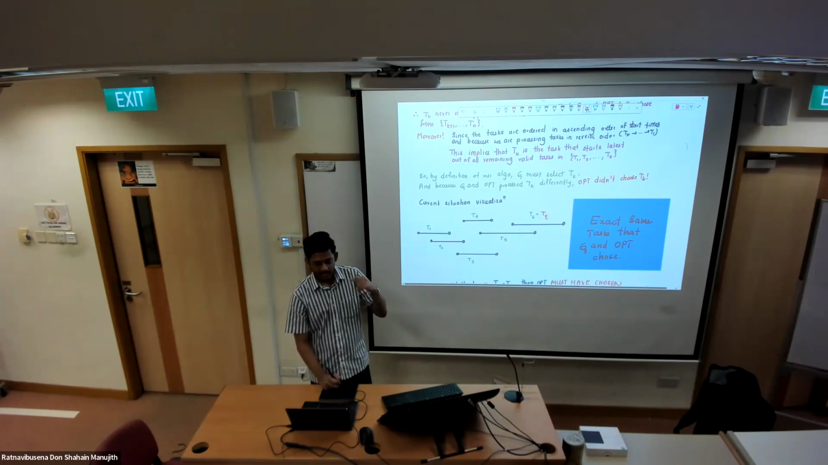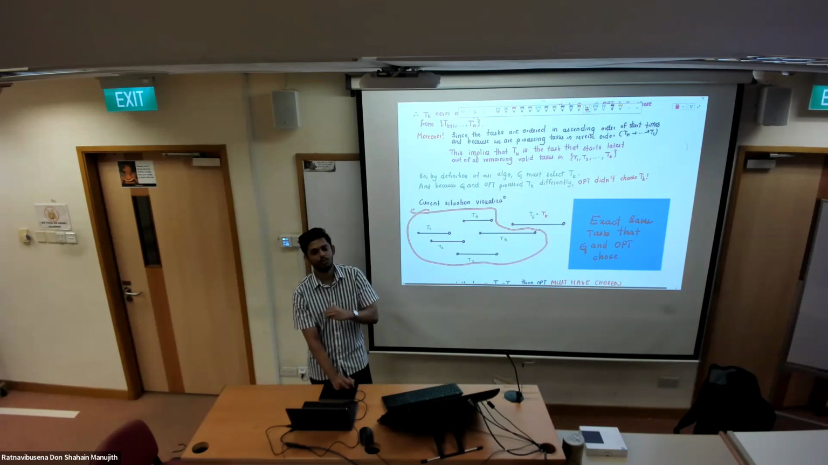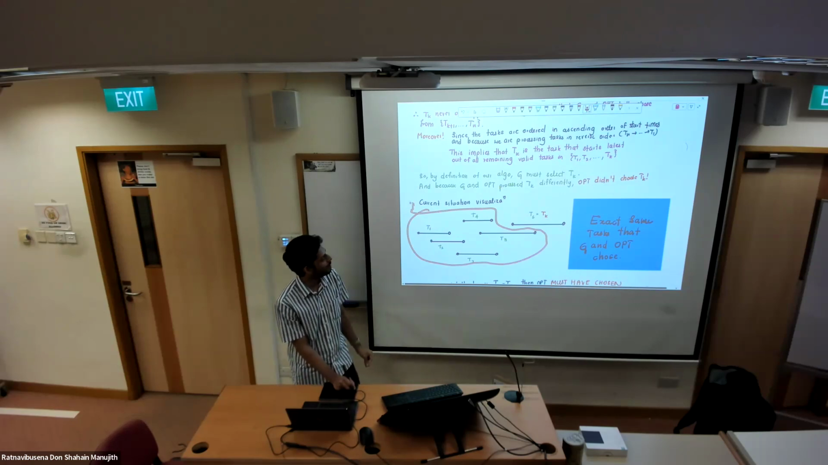Now, out of these tasks, T1, T2 until, okay, this disappears, out of these tasks, I claim that OPT must have chosen at least one more. Why? OPT did not choose Tk, that's true. But does that mean OPT did choose at least one more task from T1 to T5?